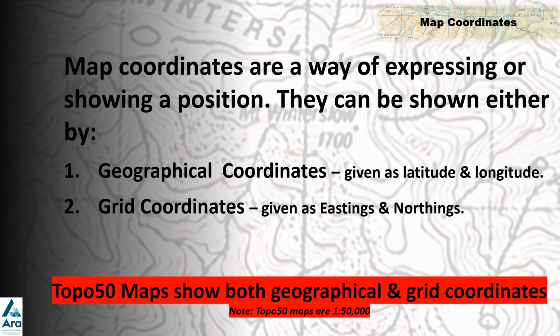Map coordinates are a way of expressing or showing a position. As mentioned in the last slide, they can be geographical coordinates, given as latitude and longitude, or they can be expressed as grid coordinates, given as eastings and northings. Now on New Zealand Topo 50 maps, they show both the geographical and the grid coordinates on them, and this presentation will show you how to interpret and use those.